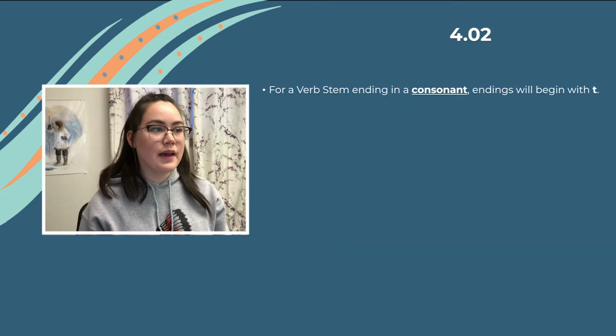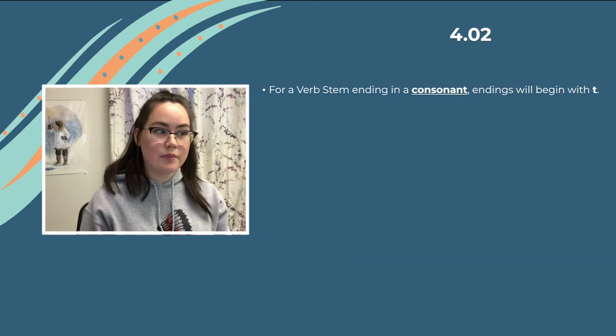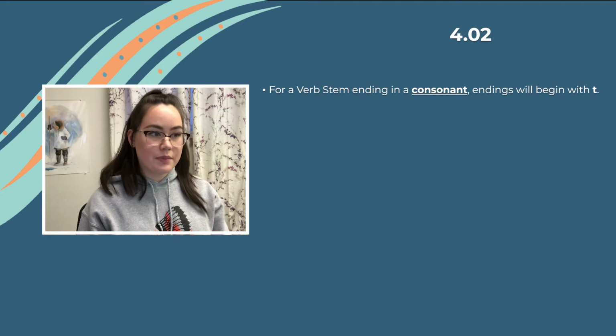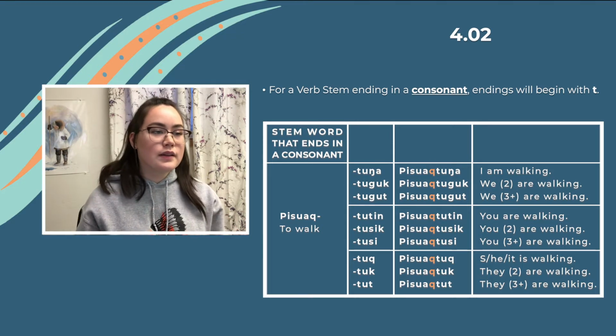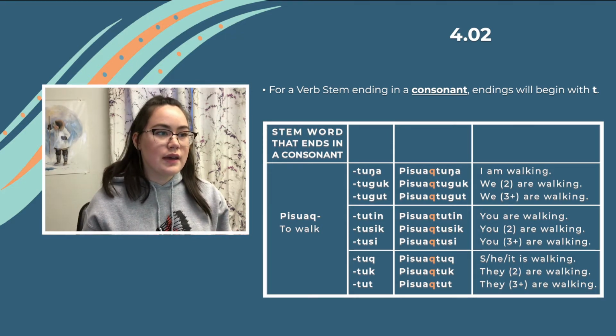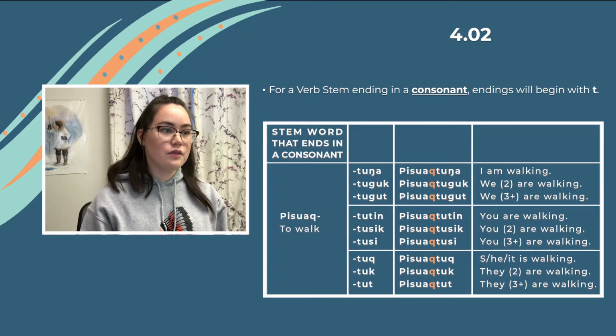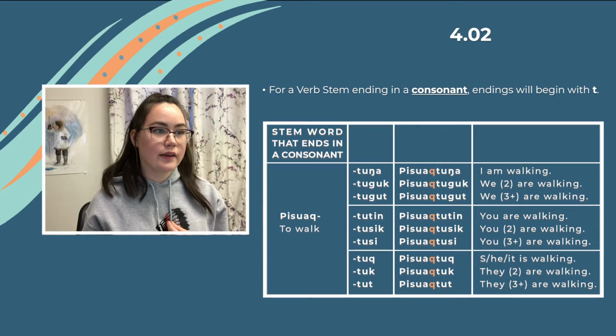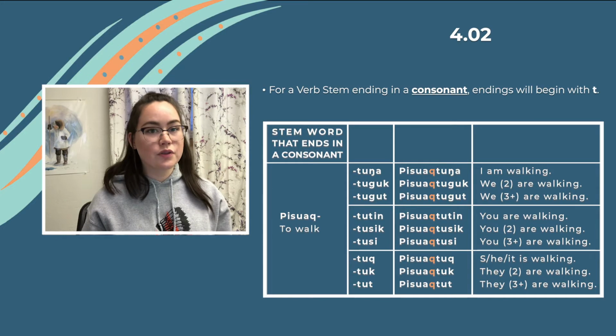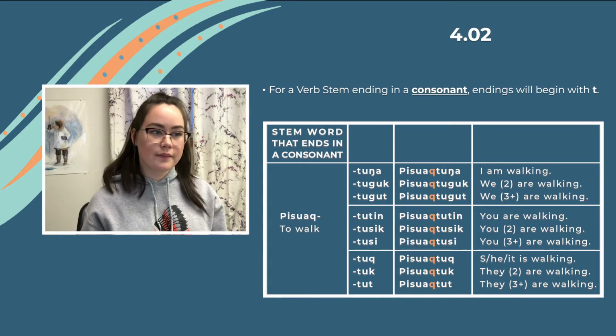For a verb stem ending in a consonant, endings will begin with T. For example, pisoak, to walk, and that verb stem ends in a consonant, Q. So we will use the endings in T. So, for example, pisoak dunga, I am walking. Pisoak duguk, we two are walking. Pisoak durut, we three or more are walking.